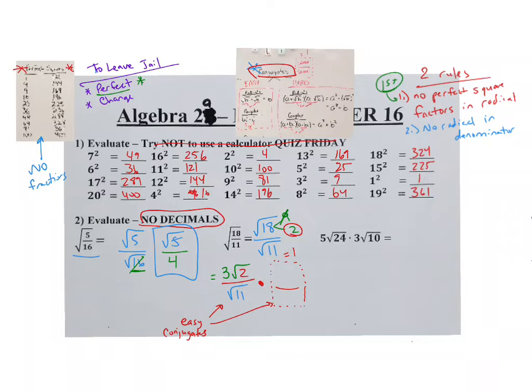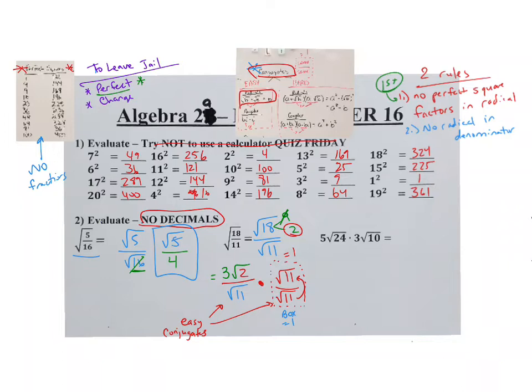So with easy conjugates, with radicals, you take the radical and you just write the same exact thing. The only way to make this box equal to 1 is if I take this radical and copy and paste it right there. You have to do that. So, easy conjugates, the box equals 1. That means the top and bottom match exactly.